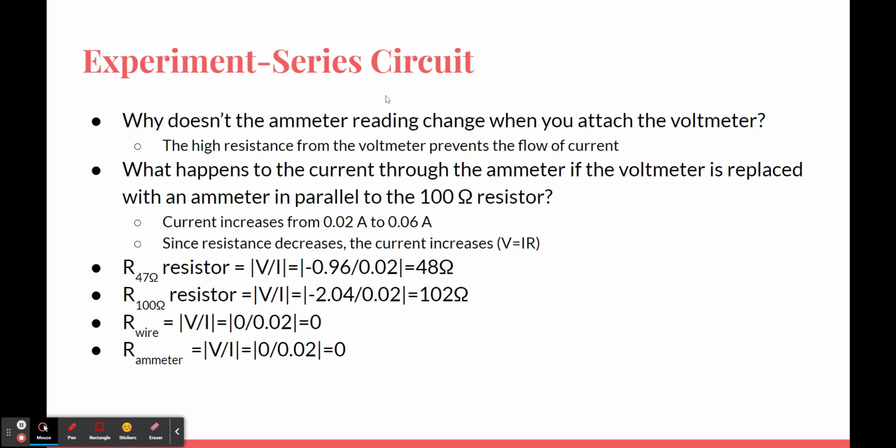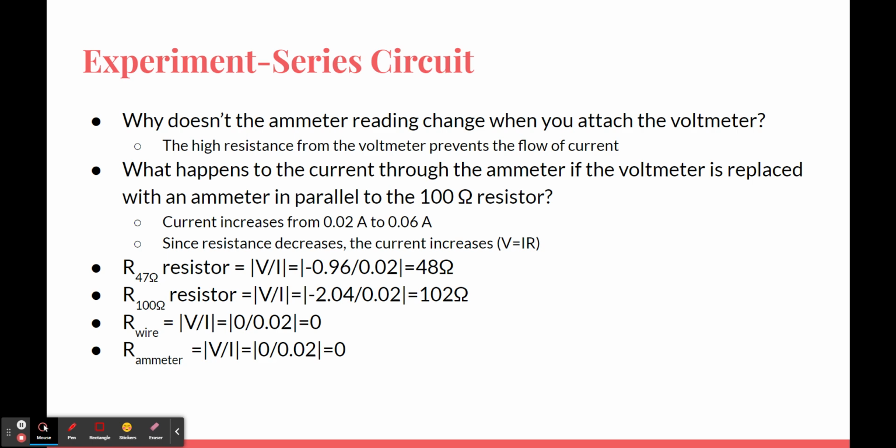Why doesn't the ammeter reading change when you attach the voltmeter? That's because the voltmeter has a high resistance, which prevents the flow of current. What happens to the current through the ammeter if the voltmeter is replaced with an ammeter in parallel to the 100 ohm resistor? The current actually increases from 0.02 to 0.06. Since the resistance decreases, the current increases, from the equation V equals IR.